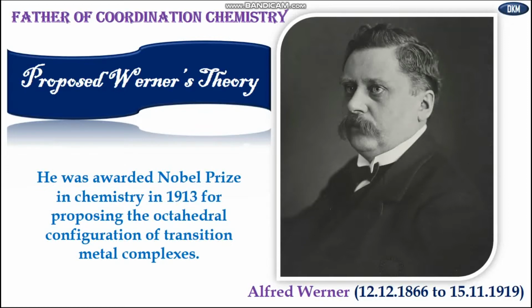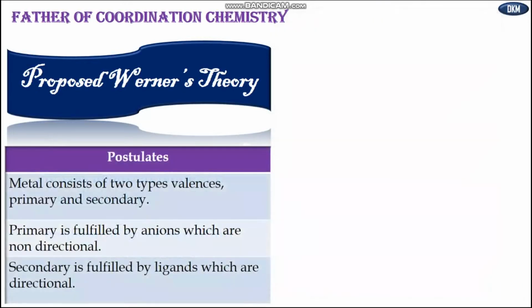He is known as the father of coordination chemistry. The postulates of Werner's theory are: a metal consists of two types of valences, primary and secondary. Primary is fulfilled by anions, which are non-directional, and secondary is fulfilled by ligands, which are directional.